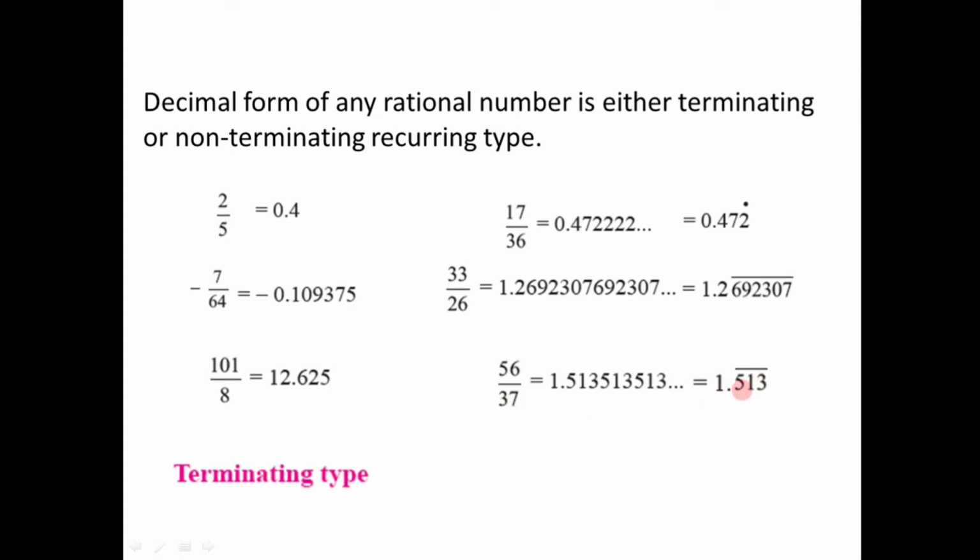So in all these three examples, we can observe that if we divide a numerator by the denominator, we get its decimal form in which the digits are of recurring type. That's why such a type of decimal form is called non-terminating recurring type, because at no point do we get the remainder 0 and the division process does not end. So the decimal form of any rational number is either terminating or non-terminating recurring type.